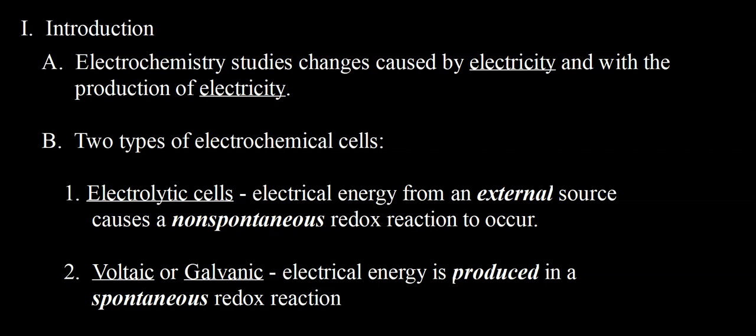make that reaction occur. The other type of electrochemical cell is known as a voltaic or galvanic cell. And in this type of electrochemical cell, electrical energy is produced from a spontaneous redox reaction. So a reaction occurs spontaneously, and that reaction is able to generate electricity.